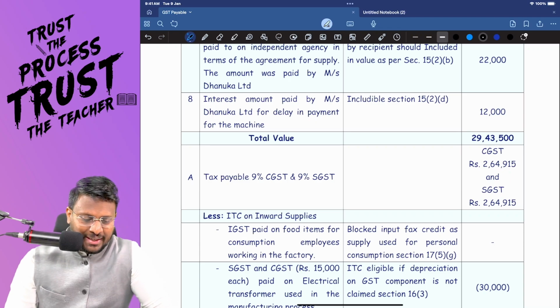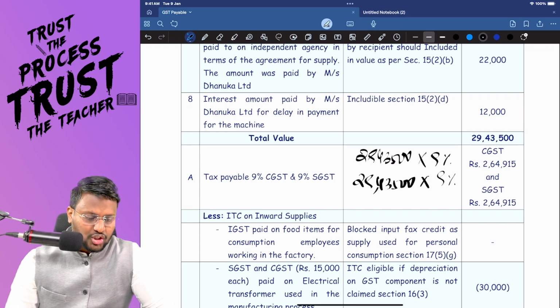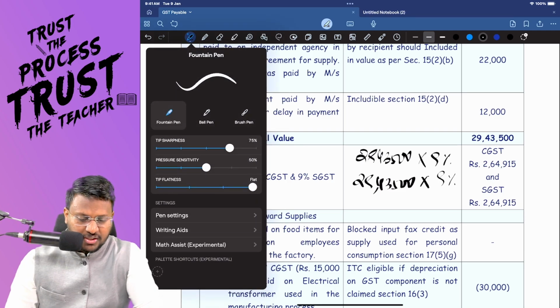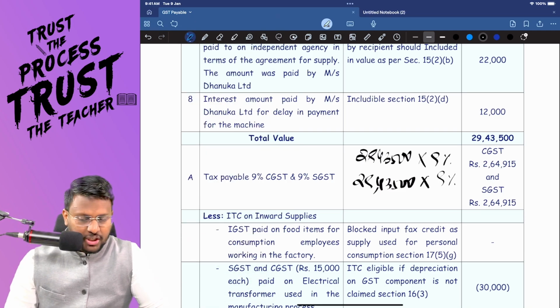On this 29,43,500 into how much percentage? 9%. And 29,43,500 into how much percentage? 9%. Are you all really with me, sir? So this will be the GST payable. Tell me, calculate and tell me what is the CGST payable you are getting?